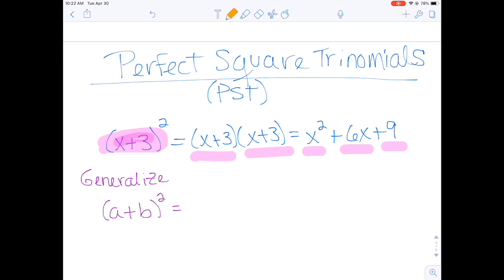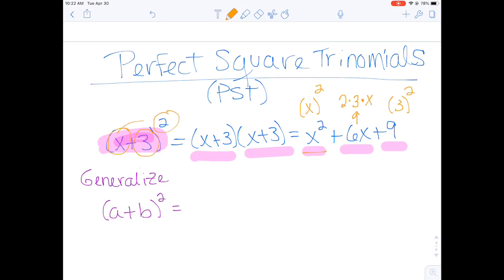So if you notice, the middle term here is 2 times 3 times x. So we just multiplied those three things together, the exponent times the last number times the first term. That's what gives me the 6x, 2 times 3 times x. The first term is just x squared, from taking x and squaring it. And the last term is from taking 3 and squaring it, this last piece here.